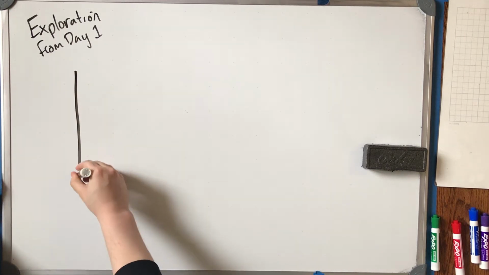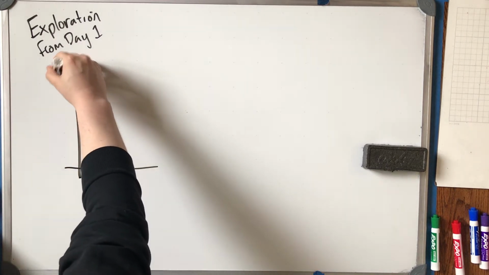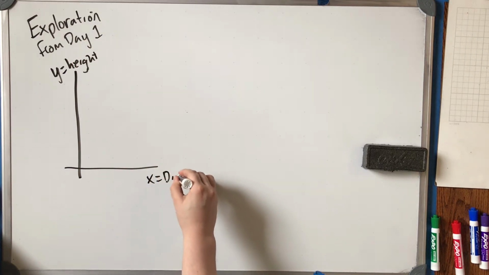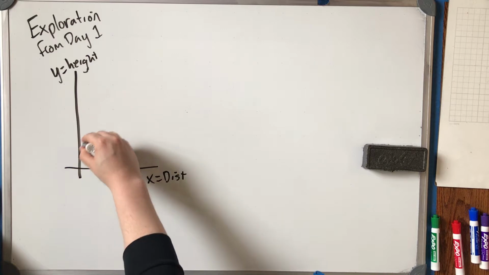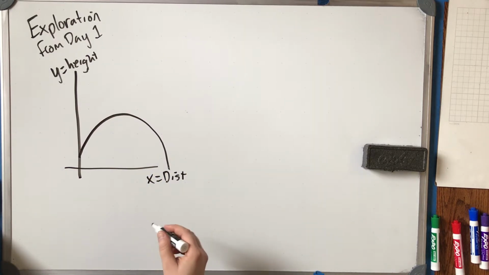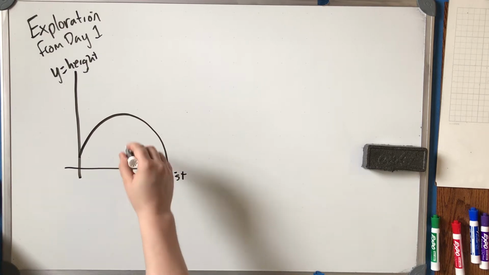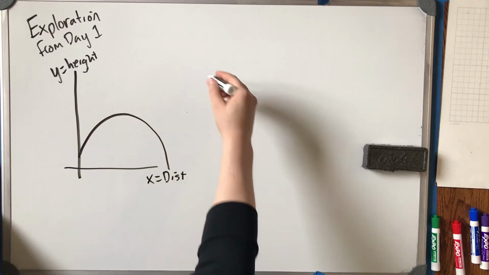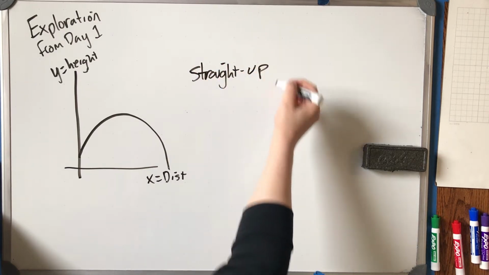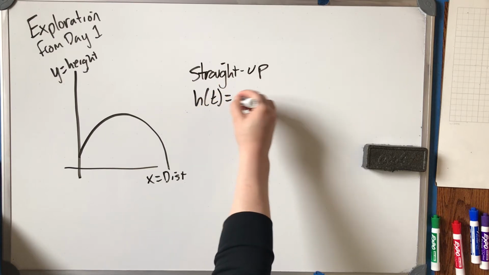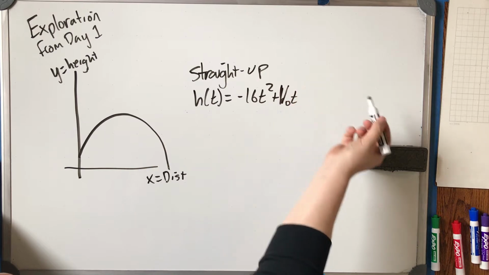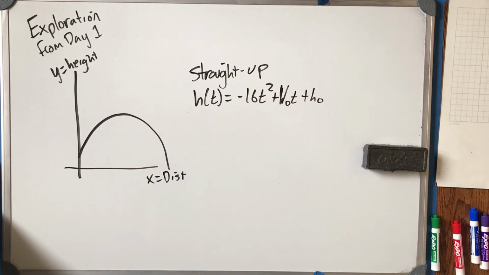To remind you, the way that we are setting these up is that y is equal to some sort of height, and x is equal to some sort of distance. When we throw something up in the air, it makes this parabola type shape, which we call a projectile. So we're going to be modeling this projectile motion. Back when it was straight up, which is how you used to do everything, it was always modeled with h of t equals negative 16 t squared plus an initial velocity times t plus an initial height.